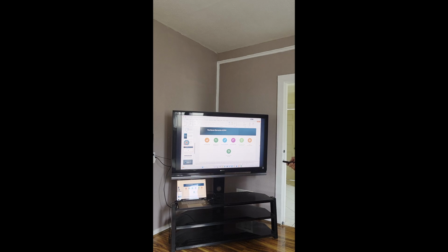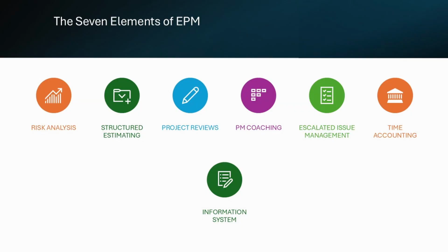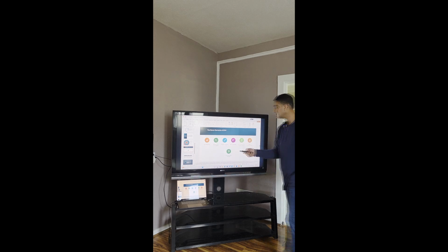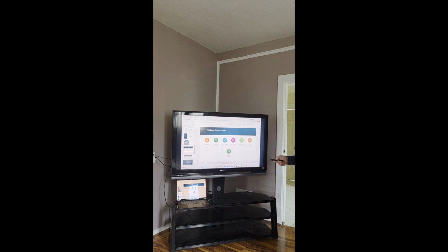There are roughly 7 elements to the EPM, and those elements include risk analysis, structured estimating, project review, PM coaching, that's project management coaching, where you want to coach the other project managers and the people on the team. You have escalating issue management. You have time accounting, because time accounting is very important when you're dealing with a contract. And you also have the information system. That is where all the information is stored and how it is accessed.